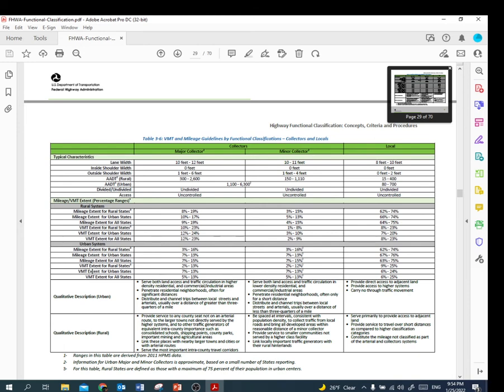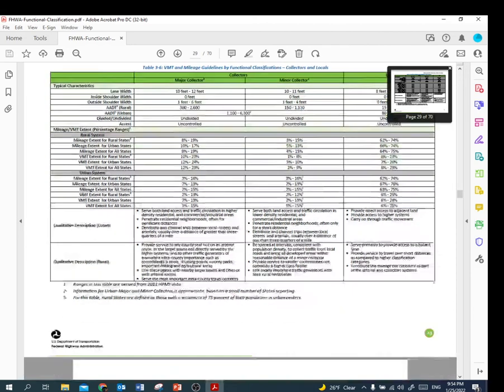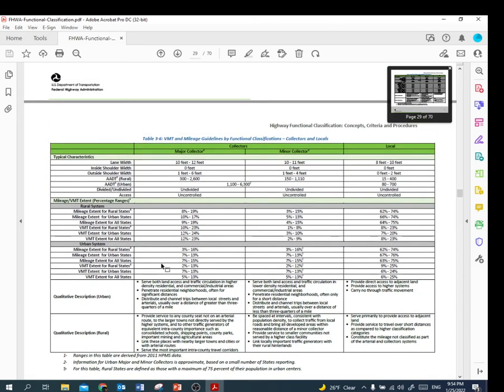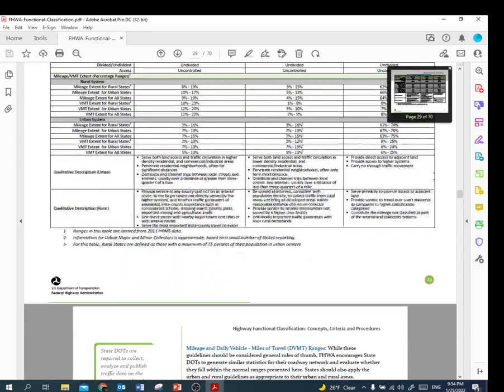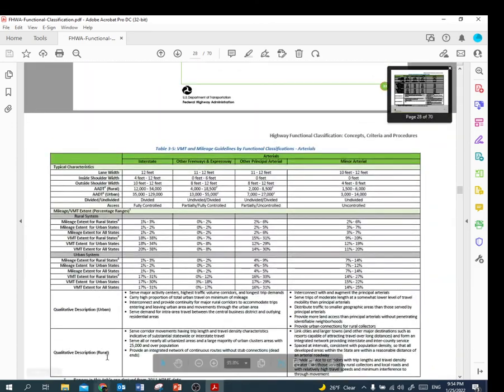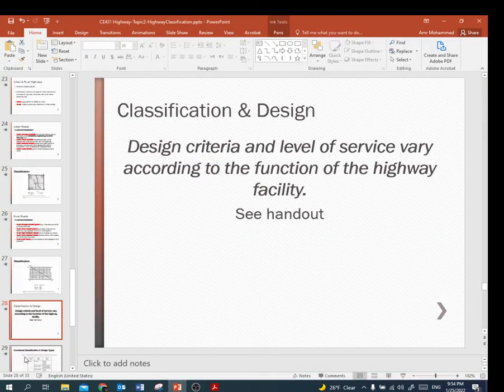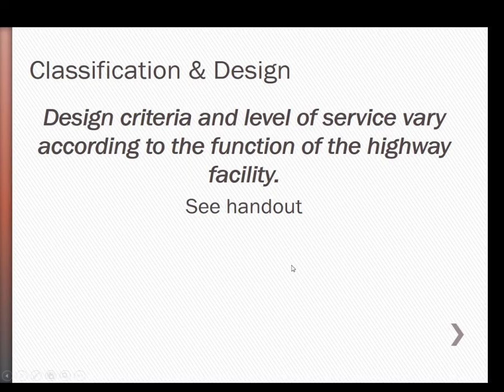The second table goes down to collectors and local values, and it gives you some kind of guidelines for figuring out, okay, my highway has this amount of volume, this number of lanes, what do you think the classification should be? Or the other way around, I'm designing a major collector, how much volume is expected on that major collector. So these are the two handouts that we'll be using. And let's get back to our presentation here.